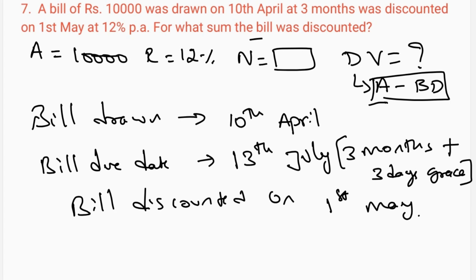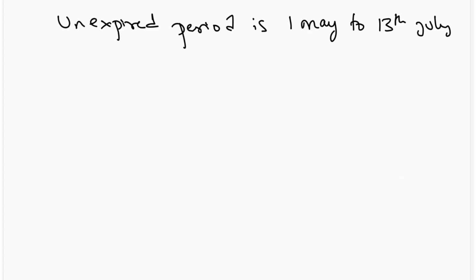So how many days earlier? So we have to find out the unexpired period. So what is the unexpired period? The unexpired period is from the date the bill was discounted, 1st May, to the due date, 13th July. So from 1st May to 13th July, that is the number of days.